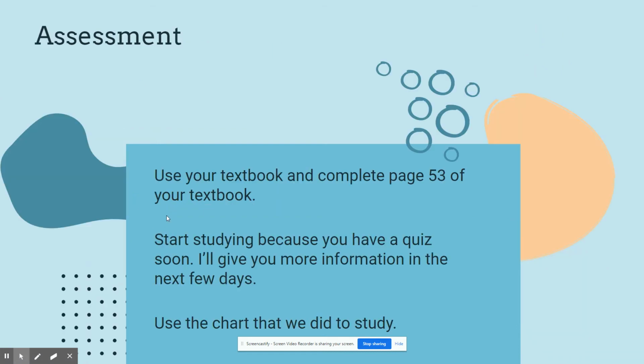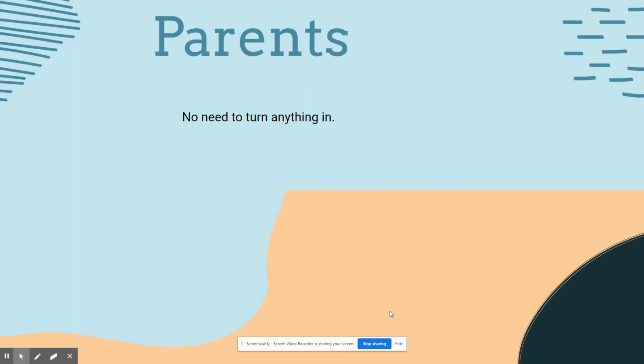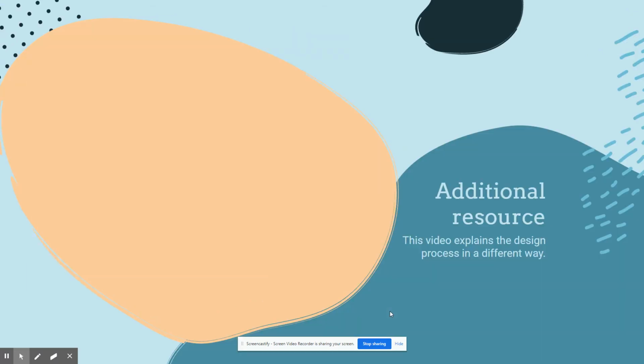And this is your assessment. You're going to use your textbook and you're going to complete page 53 of your textbook, and that's the page where it says brain check. Start studying because you have a quiz soon. I'll give you more information in the next few days. Use the chart that we did to study. So you guys remember the graphic organizer that we did in the last science class? You can use that to study. Parents, no need to turn anything in.